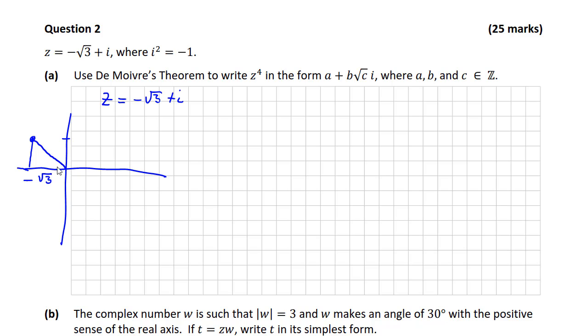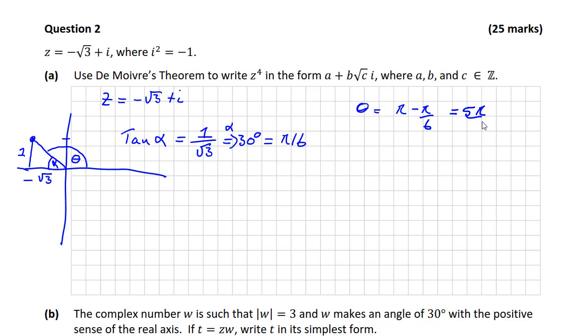And if we join that to the origin, we can get this angle alpha. So tan of alpha then, given that this value here is 1, must be equal to 1 over the square root of 3. And that is equal to 30 degrees. And if we put that into radians, that is equal to pi over 6. So, sorry, I should say alpha then is pi over 6. The angle we wish to find is this angle theta. Theta then must be equal to pi minus pi over 6. That is equal to 5 pi over 6.